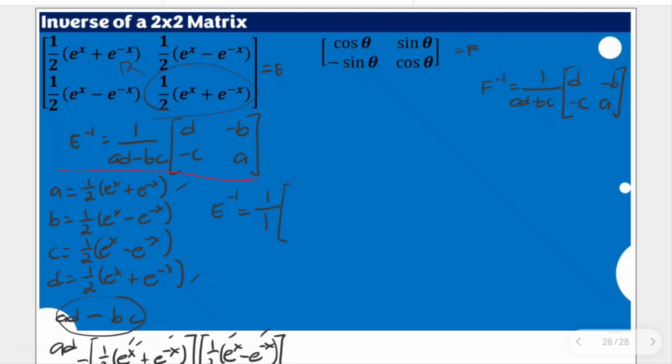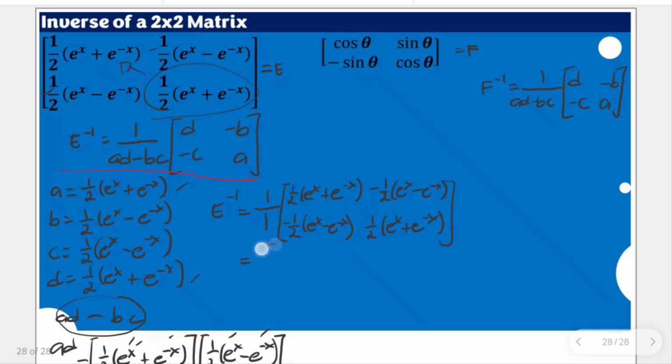So they were just interchanged. 1/2 e to the x plus e to the negative x. Here as well, 1/2 e to the x plus e to the negative x. It's just that the next thing that will happen here is your b will become negative and your c will become negative. So negative 1/2 e to the x minus e to the negative x, and negative 1/2 here as well, e to the x minus e to the negative x.